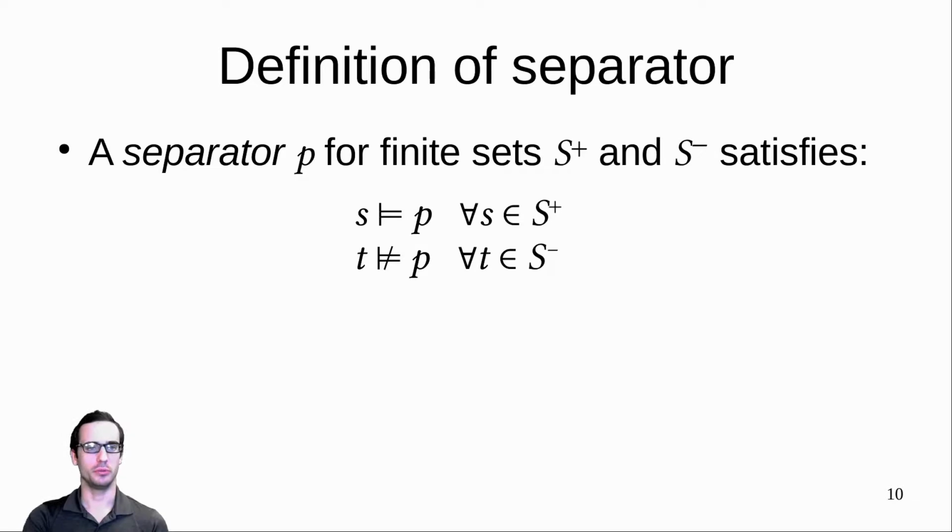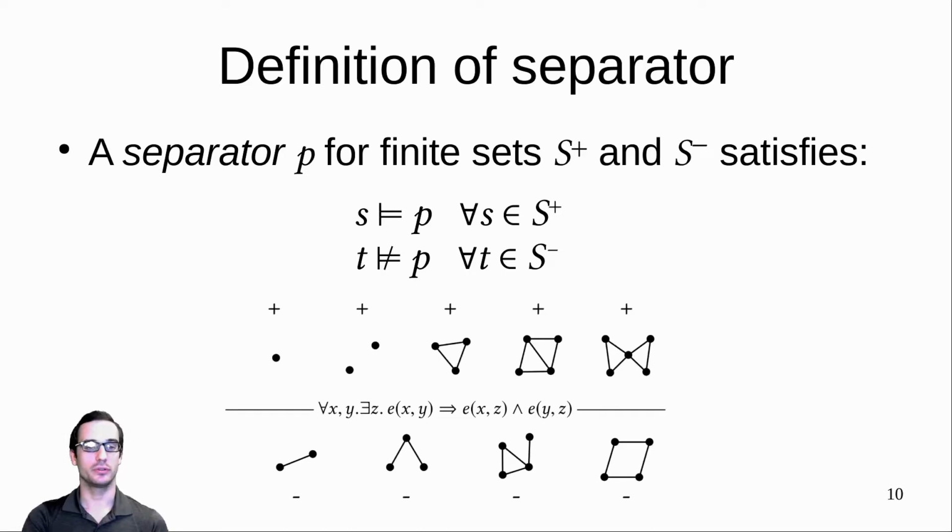With this in mind, we can define a separator itself, which for finite sets of structures S plus and S minus is a formula P that satisfies all of the positive structures and doesn't satisfy any of the negative ones. For example, this "every edge is part of a triangle" formula is a separator for this set of graphs.